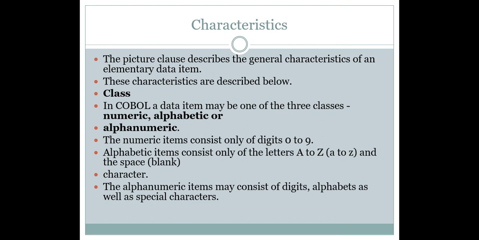The first one is class. In COBOL, a data item may be one of three classes. The first one is numeric, the second is alphabetic, and the third is alphanumeric. The numeric items consist of the digits 0 to 9, and the alphabetic items consist of the letters A to Z, small a to z, and you could include a blank space within it. And then the alphanumeric items may consist of digits, alphabets, and also some special characters. So these are the three different classes of the picture clause.